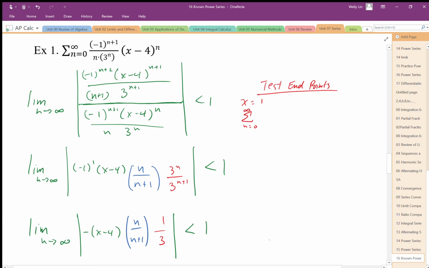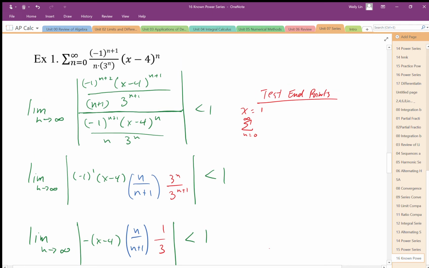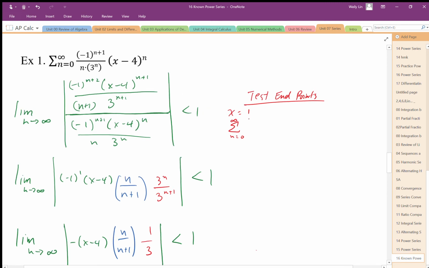So we're going to test the endpoint x equals 1, and when we plug it in, we're going to end up with this series. We're going to end up with 1 minus 4, so that's going to be negative 3 to the power n. So it's going to look like this. We can have negative 1 to the n plus 1 over n to the power 3n, and this becomes negative 3 to the n. Okay, so if we factor out that negative, we can get rid of that power 3 term. So it's going to look like this.